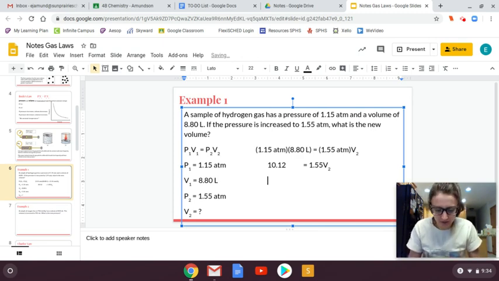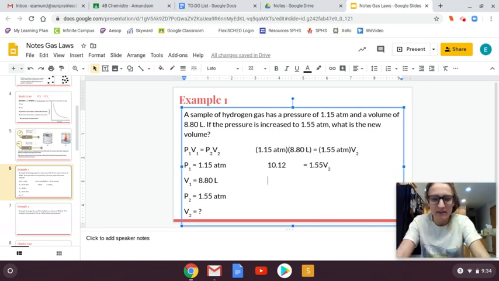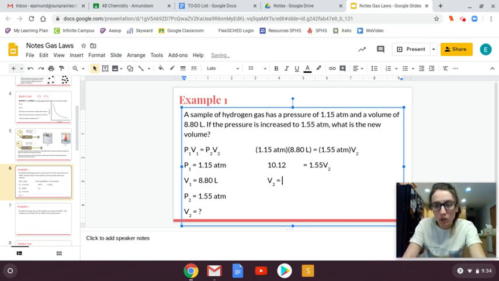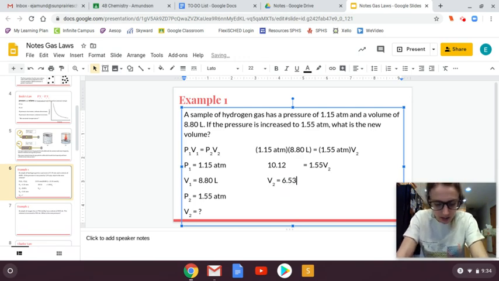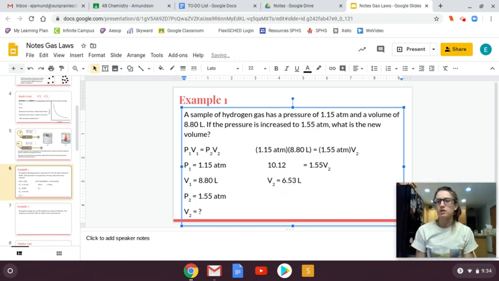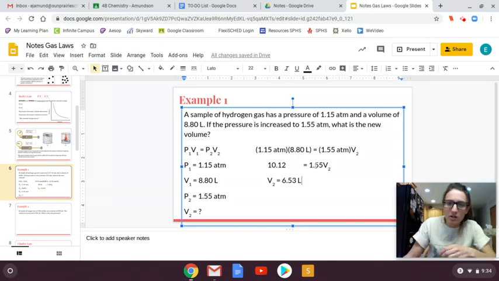So 10.12 divided by 1.55 then means that V2, the final volume, is equal to, now I will round to 3 sig figs. If you forgot about the sig fig rules, remember in your final answer, you only keep as many sig figs as were given to you in all the other numbers, okay? So check if you get what I'm getting. You should get 6.53. And then the unit is liters, because since V1 was plugged in liters, V2 comes out in liters, all right? So here's our answer.